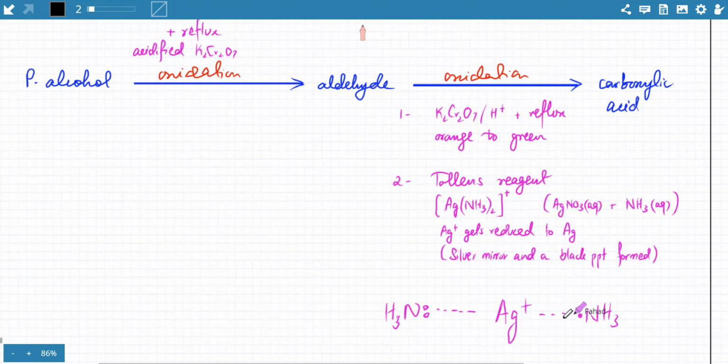Anyway, what you just need to remember is that when this gets oxidized, the aldehyde changes into a carboxylic acid. Simultaneously, the silver ions get reduced to silver, which is why a silverish mirror is formed on the top of the surface of the solution.